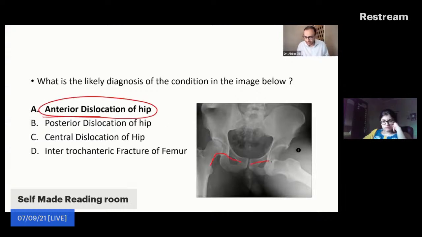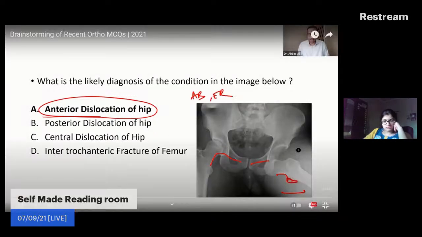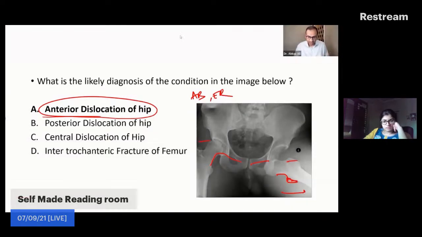Again, Shenton's line is intact here. Shenton's line is broken here, and the limb is abducted. The lesser trochanter is fully visible, meaning external rotation, and then the limb is lengthened, right? So flexion, abduction, external rotation with limb lengthening. This is anterior dislocation.